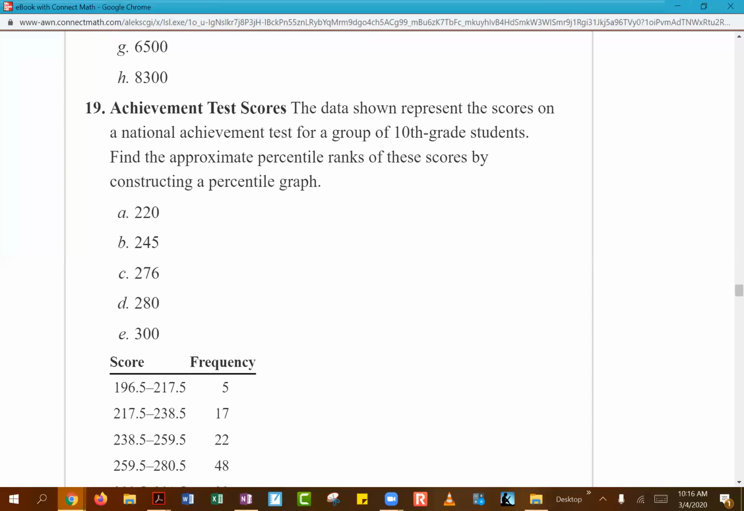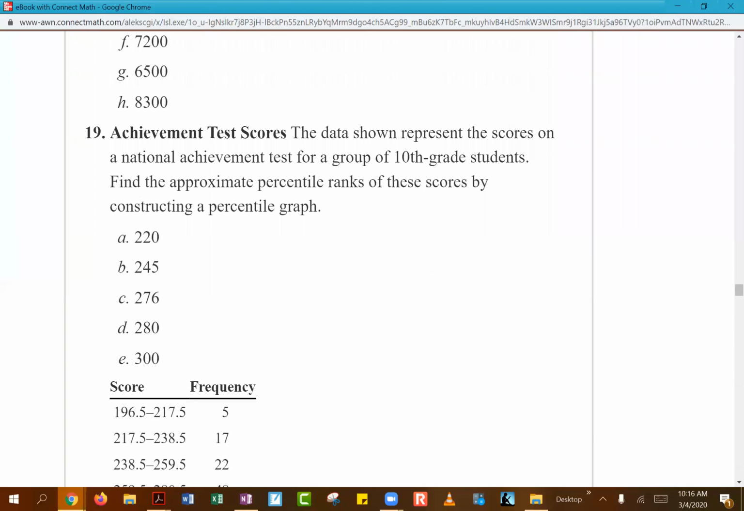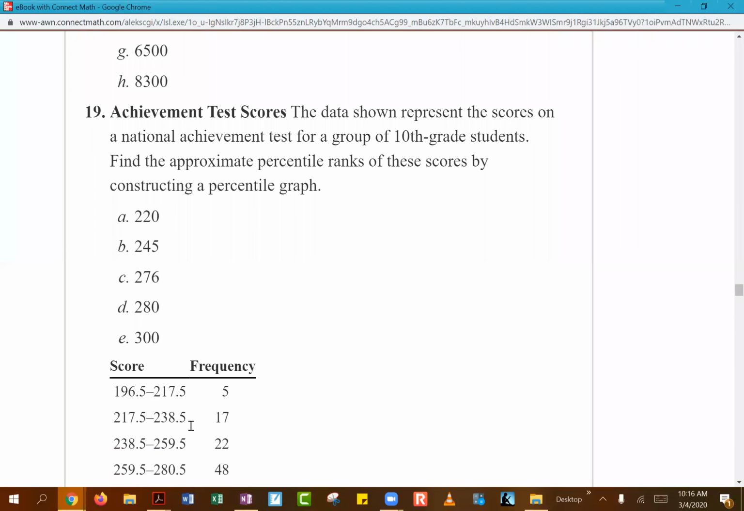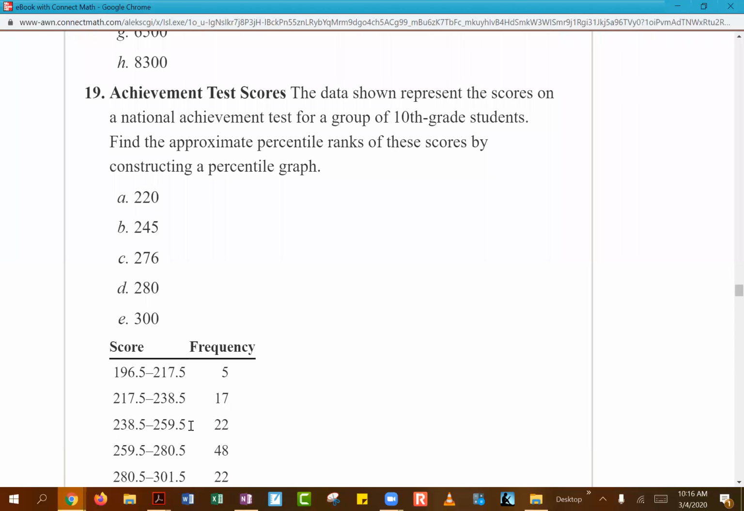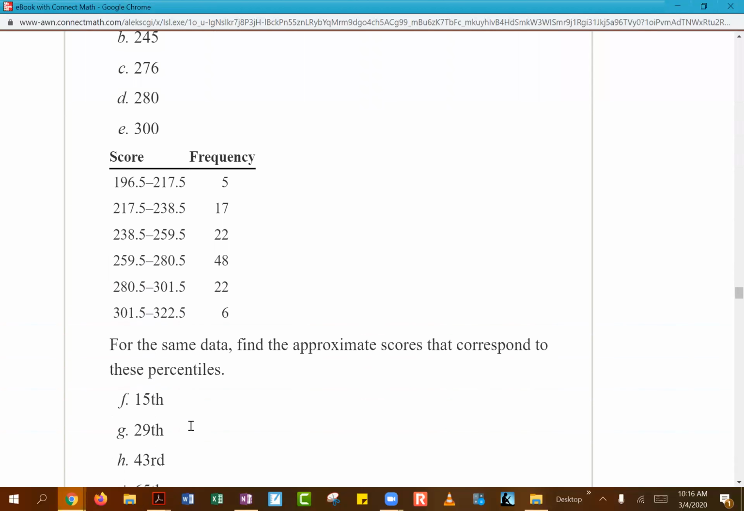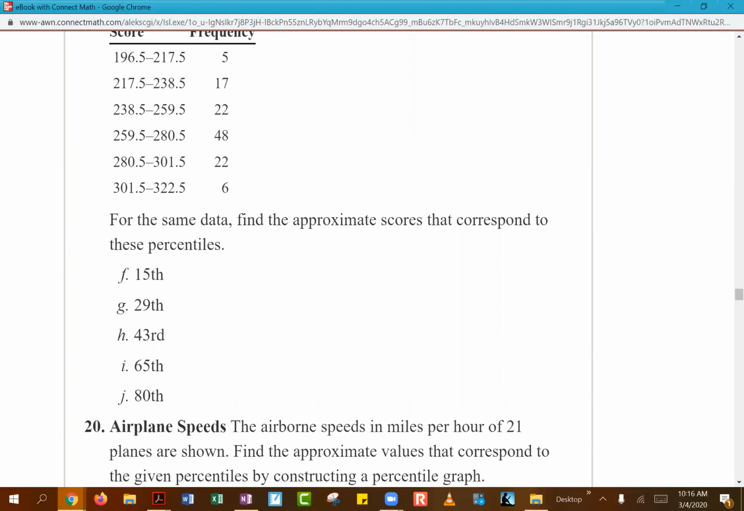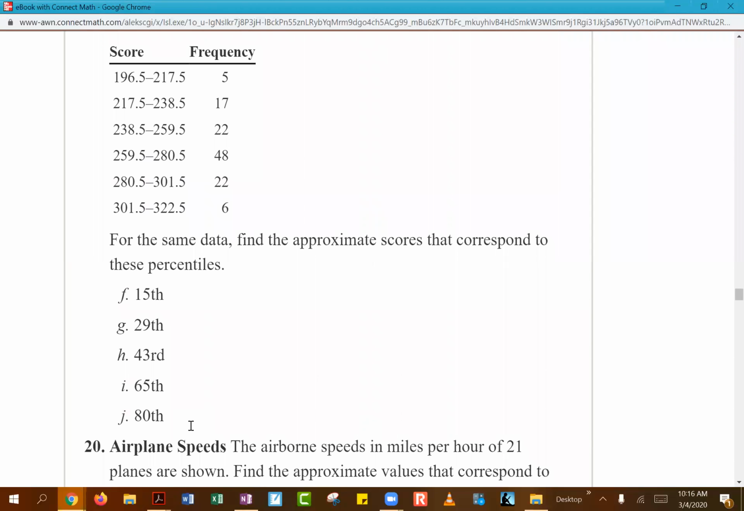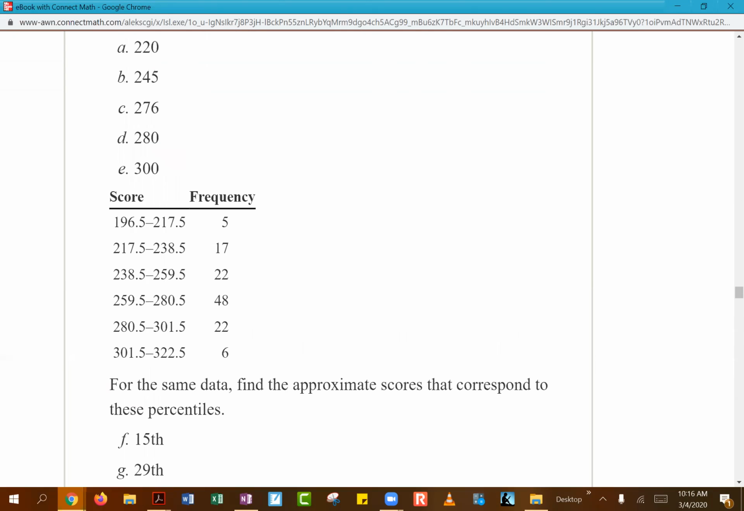I think this is it. So they're asking us, number 19 here, the achievement test scores. The data shown represents the scores on a national achievement test for a group of 10th grade students. And they're saying find the approximate percentile range by constructing a percentile graph. So those are the questions A through E, but here's our frequency distribution. And then you can see the second part of the problem is now giving you the percentiles and asking us to find the approximate scores that would go with it.